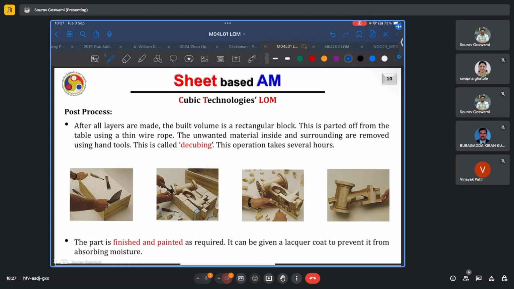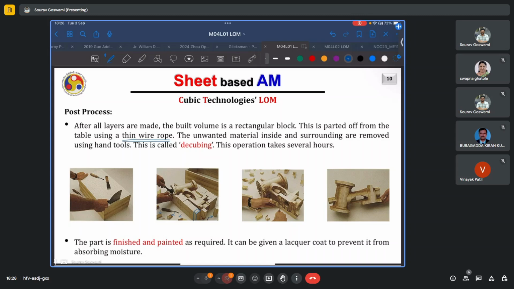So once all the layers are made, the built volume is a rectangular block, and this is parted off from the table using a thin wire rope. In metal additive processes, to separate the built material from the build plate or the substrate, we use wire EDM typically. In this case, it is just by using a thin wire rope. Now, the unwanted material inside and surrounding are removed using hand tools. Given that this is a manual process, it is slower than any machine-based process. And also, now the skill of the operator or the technician comes into the picture.